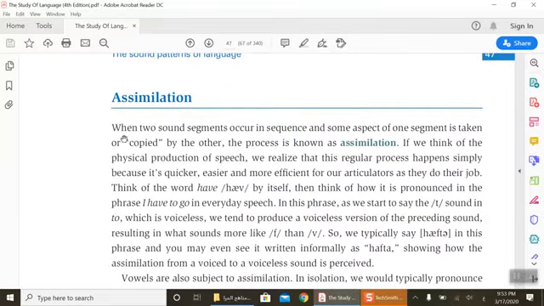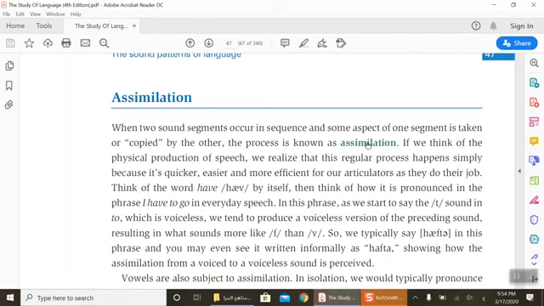When two sound segments occur in sequence and some aspect of one sound is taken or copied by the other, the process is known as assimilation. Okay, so it's when we have two words. At the end of the first word, the last phoneme is changed. Why is it changed? Because of the word that follows it. The last phoneme of the first word is influenced, is affected by the beginning, the first phoneme of the second word.